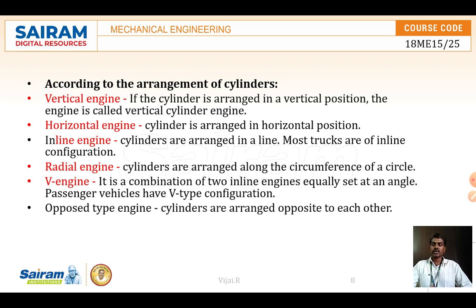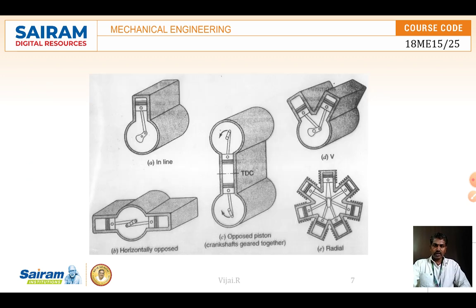Most of the trucks and buses have this type of cylinder. And the radial type of engine. Radial in the sense of circumference. Cylinders are arranged in a circumference. In the last image on the right side you can see cylinders arranged in a circle form, arranged in a circumference, so that all the engines can be operated by the rotation of the crankshaft and the piston movements can be done.